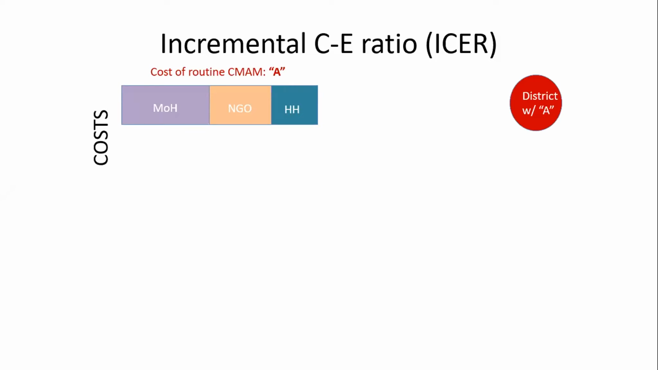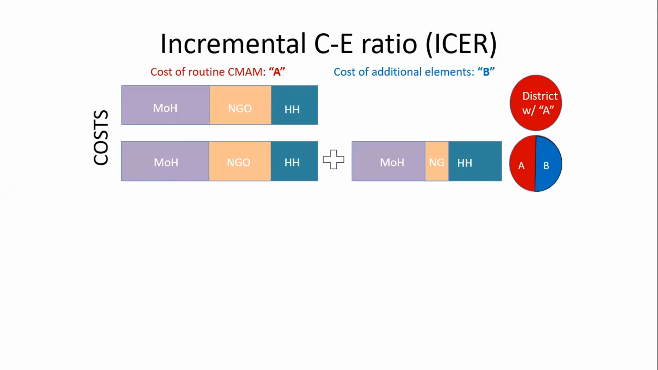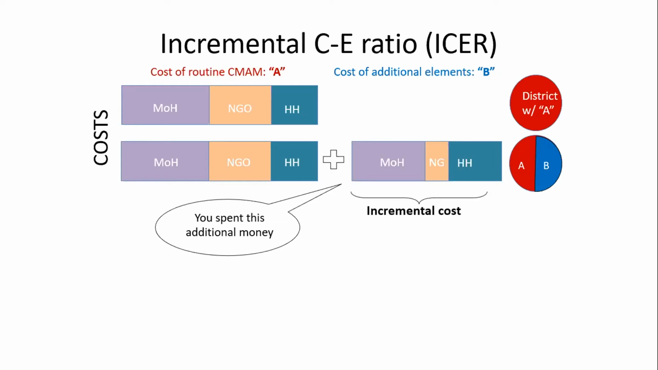Then we have another area where we have the same routine CMAM being implemented, in addition to another component. This is where we're testing a new approach, and we have costs for these additional elements. Some costs from ministries of health, NGOs, and households. So in this district, we have the cost of A plus B. So we spent this additional money. This is our incremental cost.